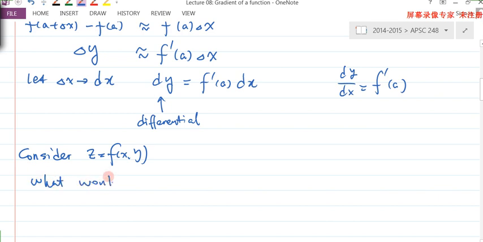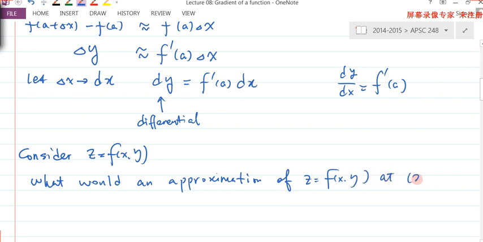What would be an approximation of this z equal to this, at, let's say, the x naught, y naught location, right?